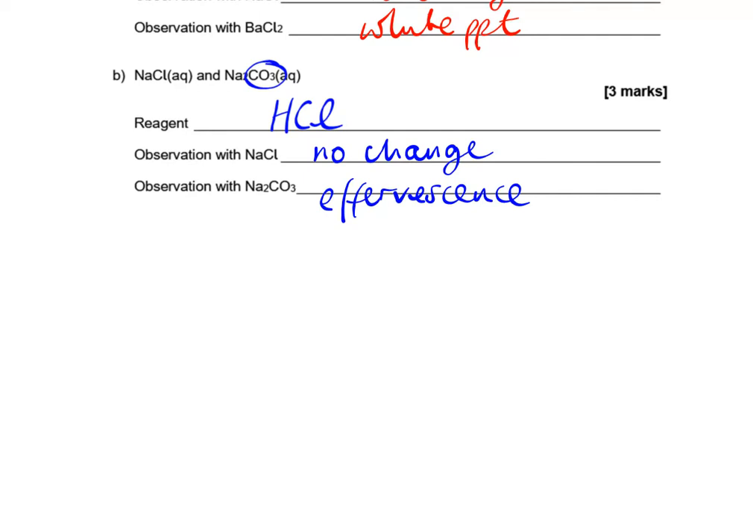You might have chosen to use silver nitrate to test for the chloride ions. If you did use silver nitrate, then make sure that you'd say acidified silver nitrate, and there would be a white precipitate with the sodium chloride, but just be careful here, so you would get effervescence because it was acidified with the sodium carbonate.